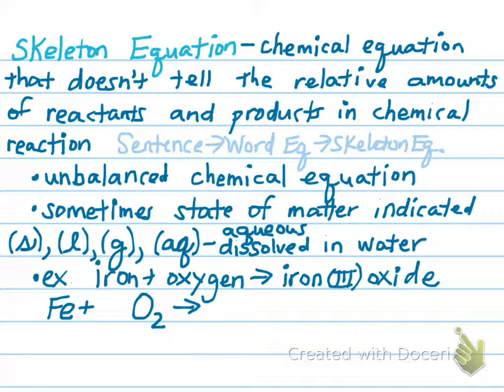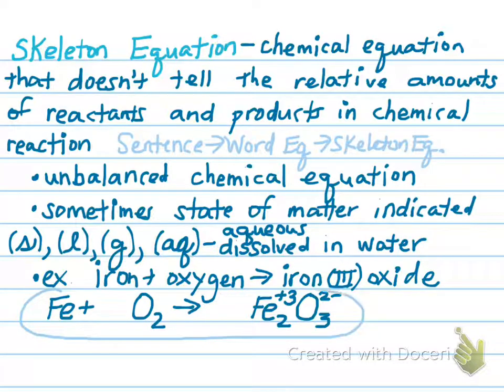My symbol for iron is Fe. I know its charge is +3 because that's what the Roman numeral is telling me. My symbol for oxide is O. Oxygen on my periodic table is in group 6A, so it has a charge of -2. I crisscross down just the numbers, and I get Fe2O3. So what I've just written right here is my skeleton equation. It's not balanced yet. It's just a skeleton equation.